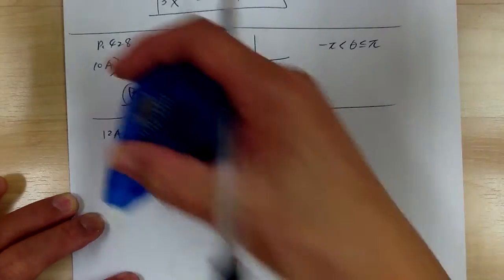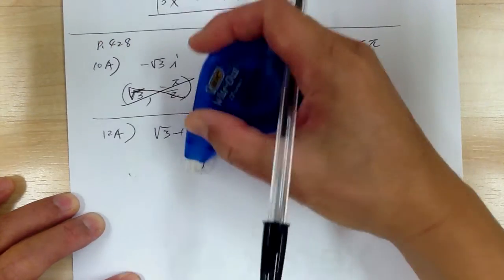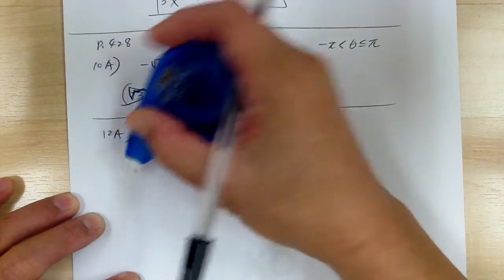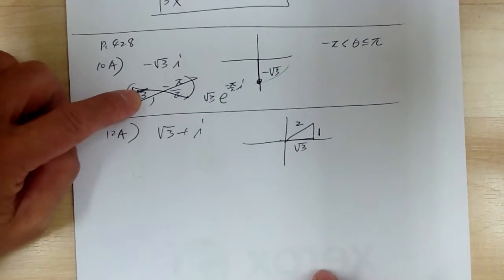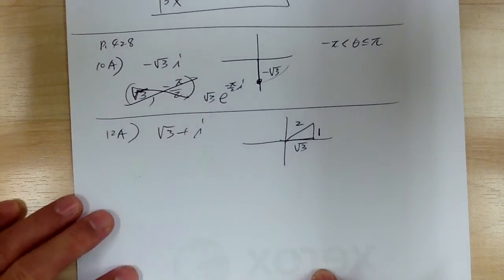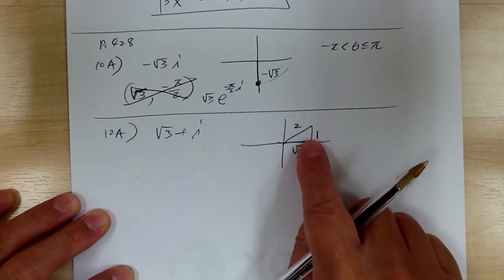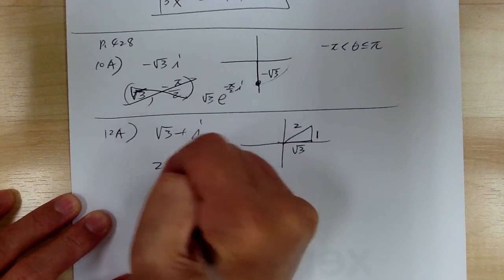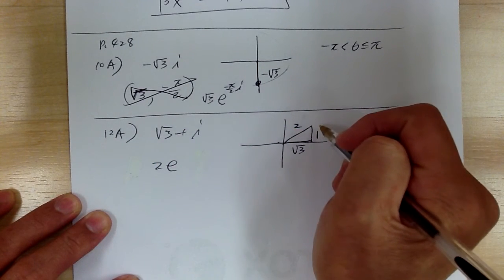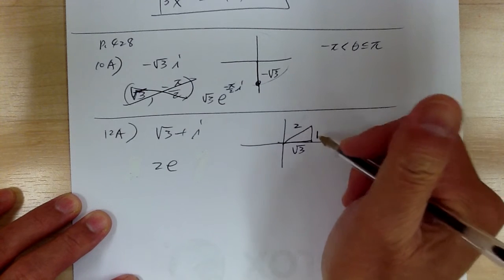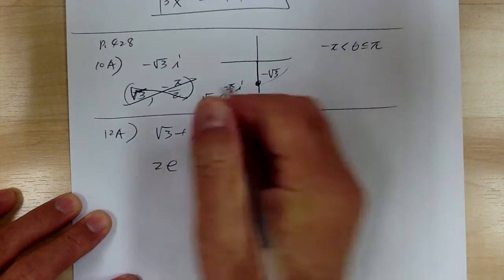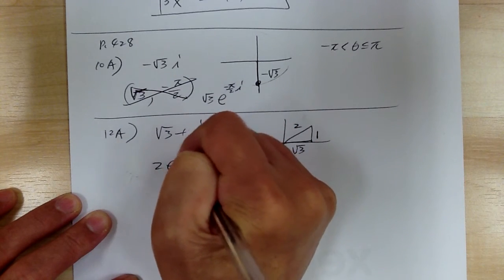Let's back up a little bit. So pay attention to what they ask you to do. Okay. So again, this is a coordinate. This is a form. You got to know the difference between the two. So for this one, the radius would be 2, and the angle would be 30 degrees, or pi over 6. So it would be 2 e to the pi over 6i.